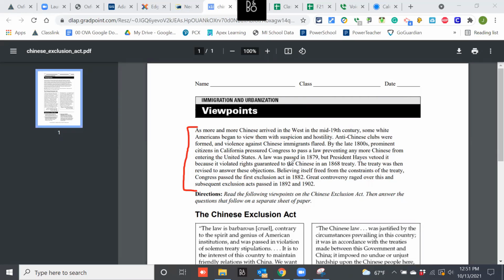So this beginning introduction paragraph identifies that the Chinese Exclusion Act itself went against previous treaties, particularly one in 1868, and violated rights guaranteed to the Chinese.